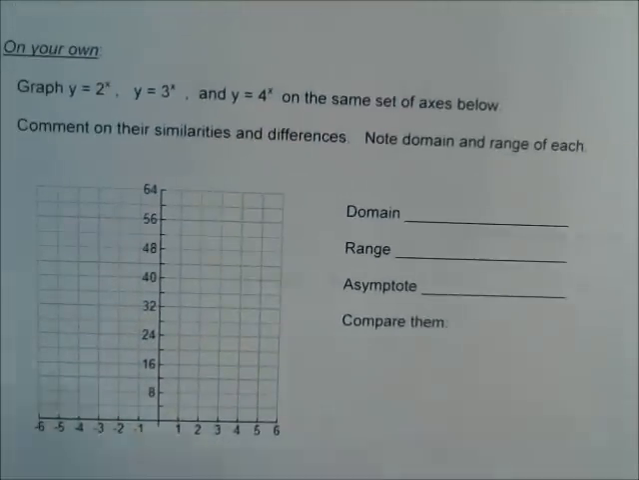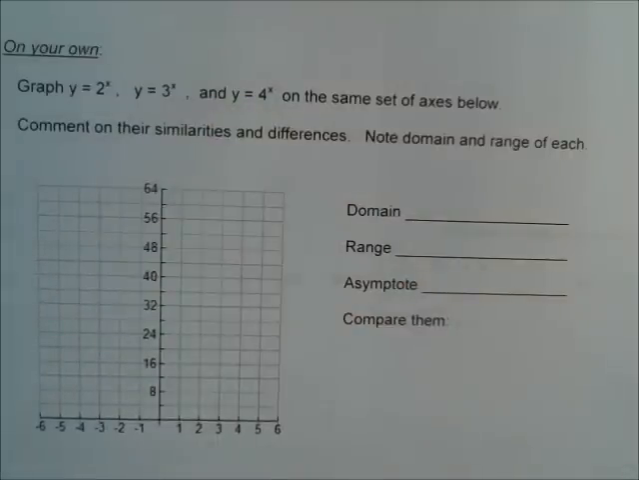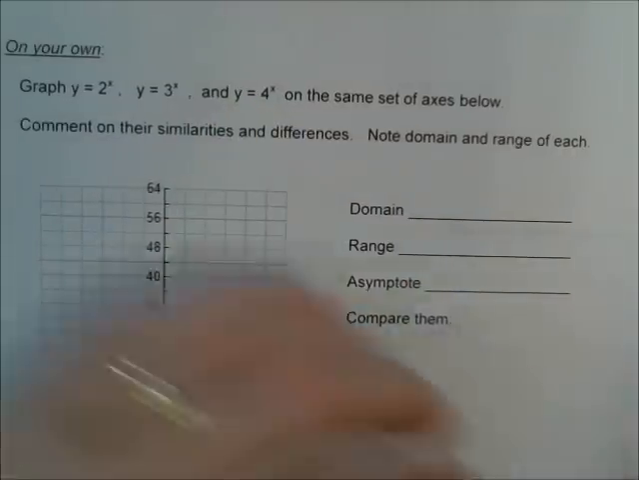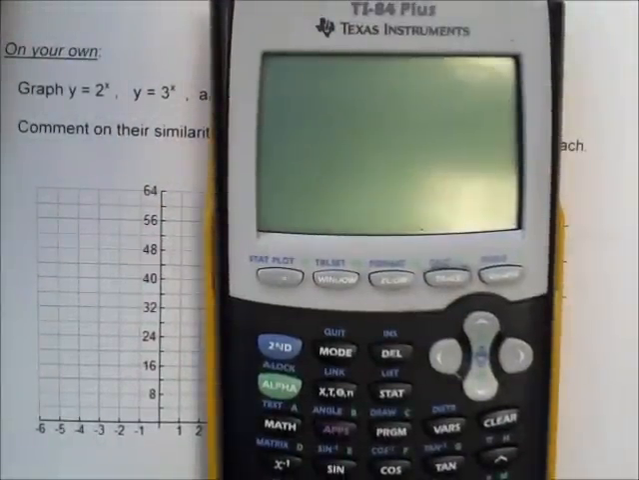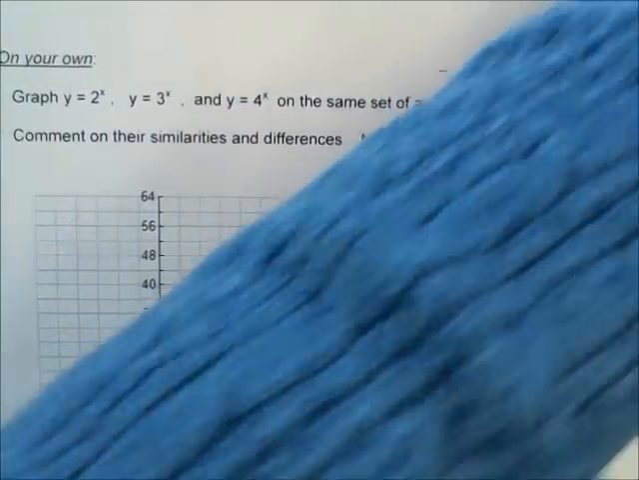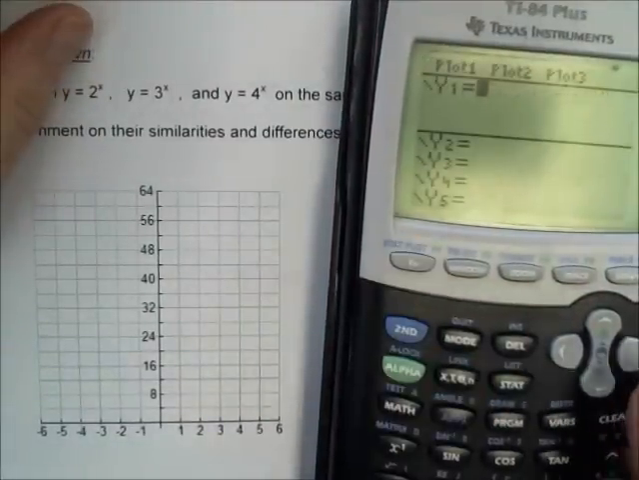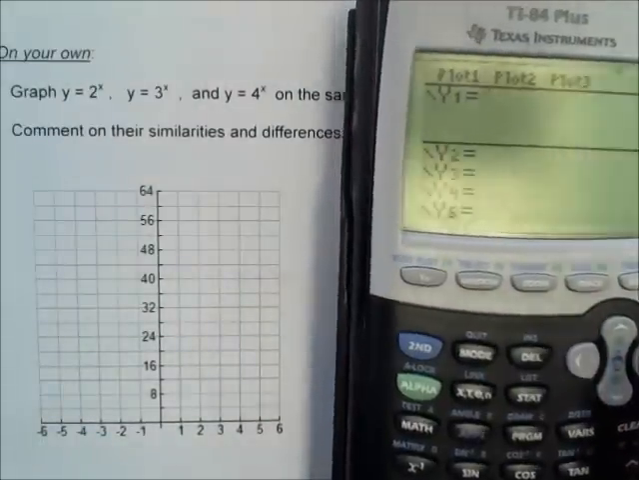On your own, we're going to graph 2 to the x, 3 to the x, 4 to the x on the same set of axes below. So I'm going to show you a little trick that would make this go faster. If you could grab your graphing calculators. And what we're going to do is put these in our graphing calculators one at a time.